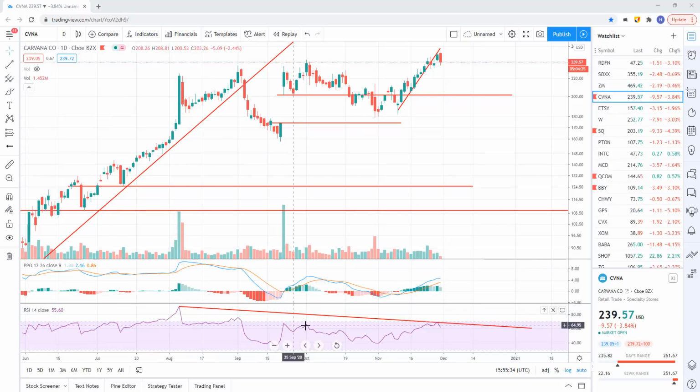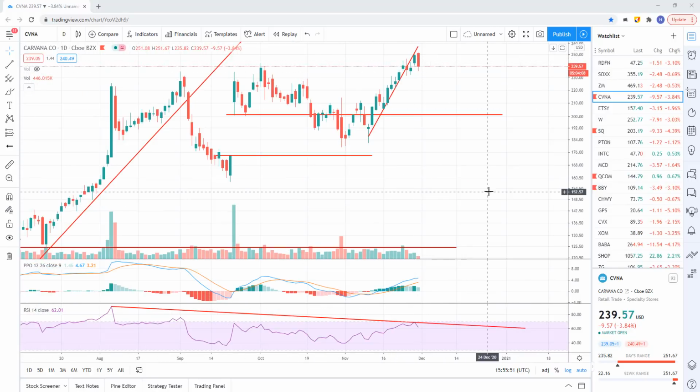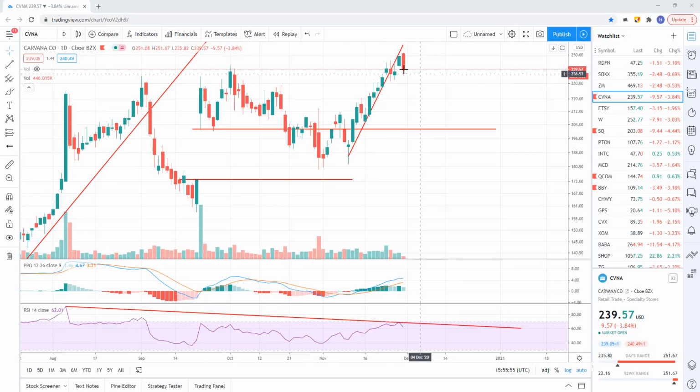So you can see here on the daily, negative divergence is still intact right there. All this price action, all these little highs that we've been making, this was a divergent high, and this most recent move higher was a divergent high. That tells me the trend's likely to reverse, and I'm just waiting for signals that it does.